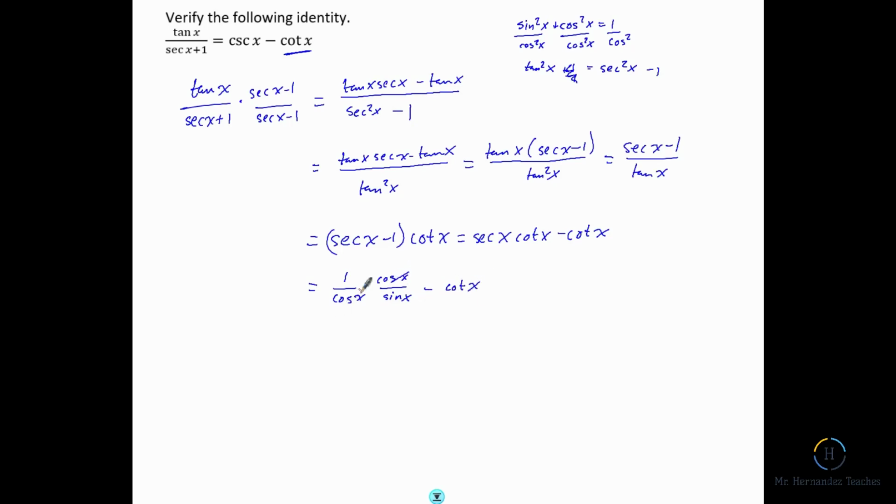Well, those cosines divide out, and I'm left with 1 over sine. And 1 over sine is a reciprocal identity, cosecant x. So I have cosecant x now minus cotangent x. And that is going to be my proof. Everything that we've written here verifies that tangent x over secant x plus 1 is equivalent to cosecant x minus cotangent x.